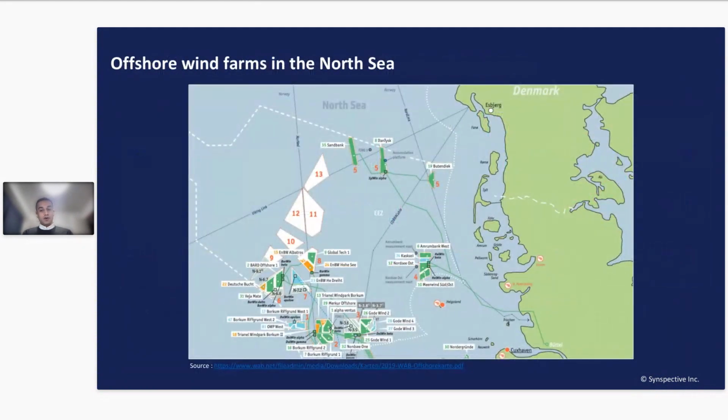And next, I'd like to talk about our solution of detecting wake effects. And before I do that, I'd like to show this map of wind farms in the North Sea. So each polygon in this map represents wind farms that have already been built in this area or are in the process of being built. And as you can clearly see from this map, there are a lot of crowded wind farms present in this area. And with wind farms being constructed very close to each other, it gives rise to wake effects.